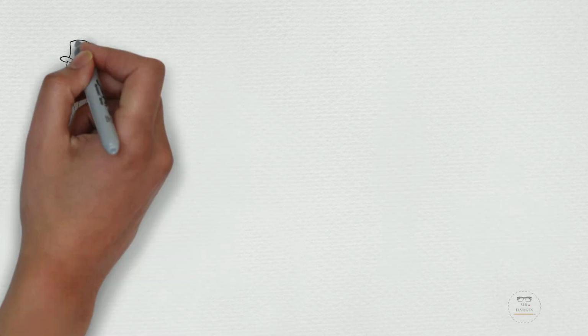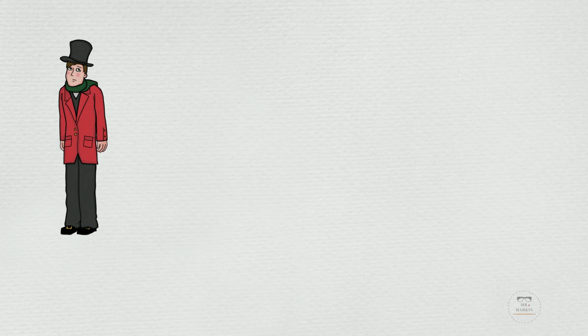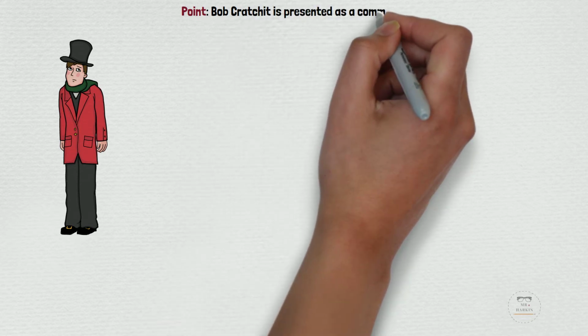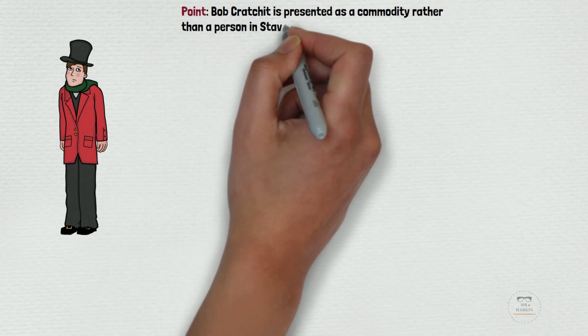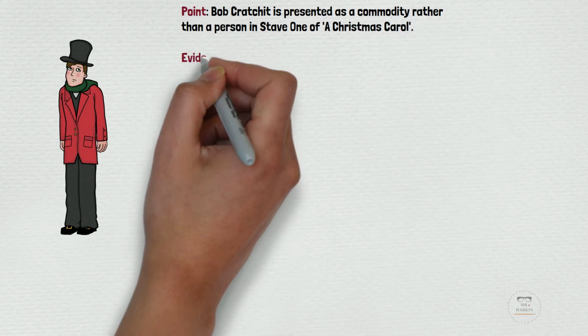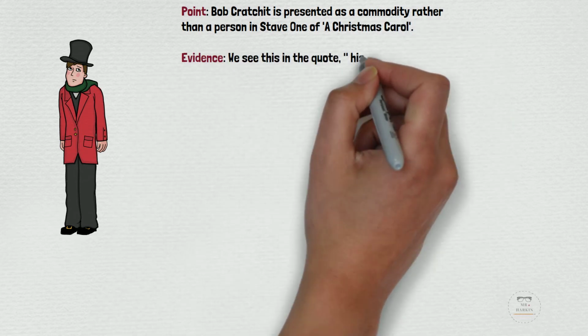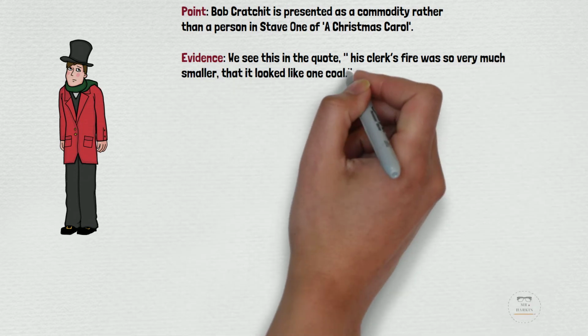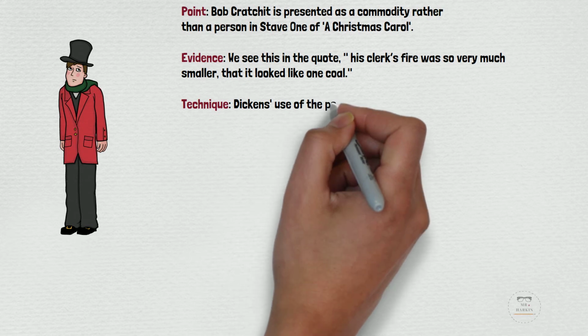So, now you know about your context, let's try and put it all together in a paragraph. As I said, I'll be using the PETAL formula, but it's only a formula. As long as you get all the information into your paragraph, it doesn't matter what formula you use. My point will be, Bob Cratchit is presented as a commodity rather than a person in stave 1 of A Christmas Carol. My evidence is, we see this in the quote, "his clerk's fire was so very much smaller that it looked like one coal."